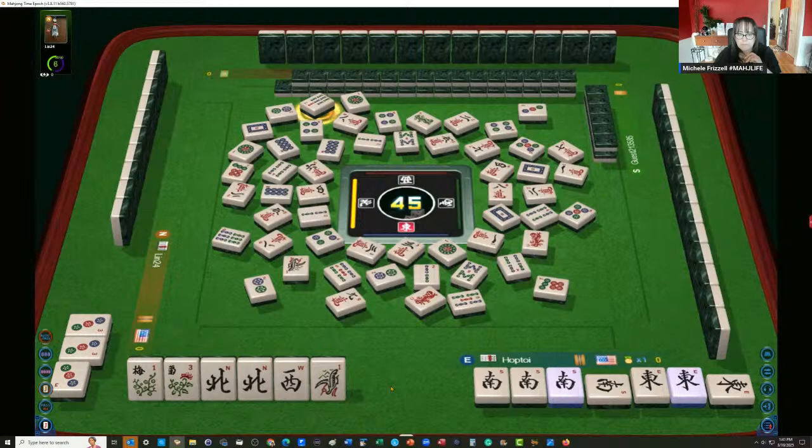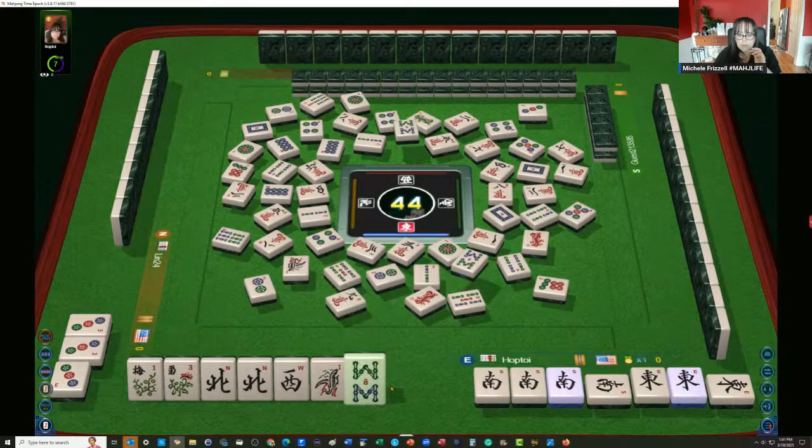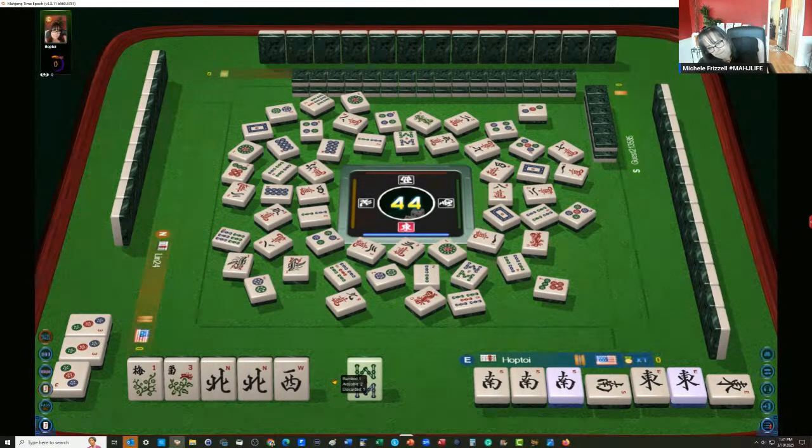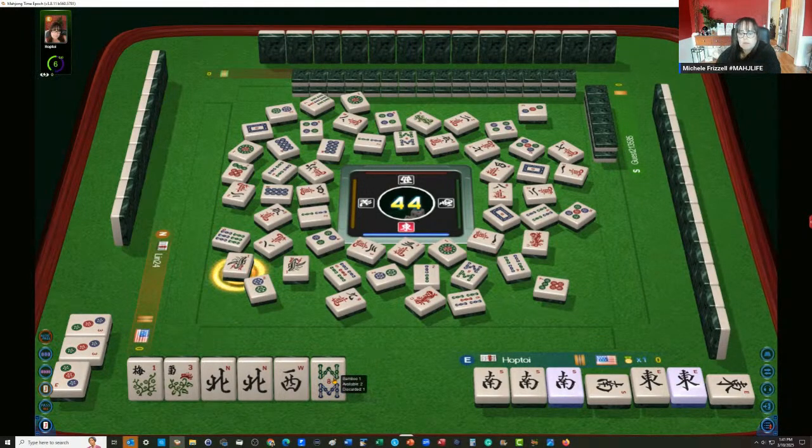7 bamboos. See if we can get one. No. Okay, let's swap this out. 2 8s are out, so let's give away a 1 bamboo.